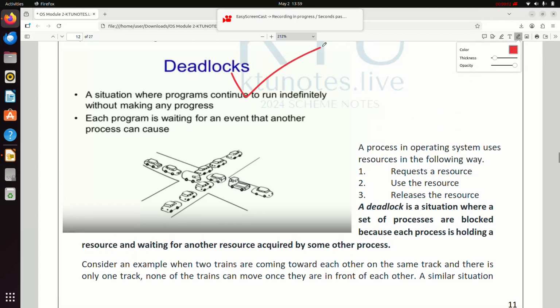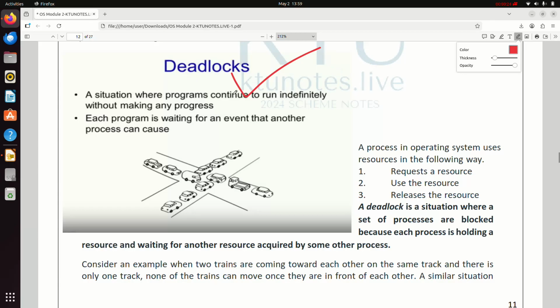Now we are going to discuss deadlock. Now what do we mean by deadlock? By simple definition, we can say a deadlock is a situation where processes are stuck waiting forever and no progress happens. That means all the processes are stuck and there is no progress here. Like they are stuck forever.